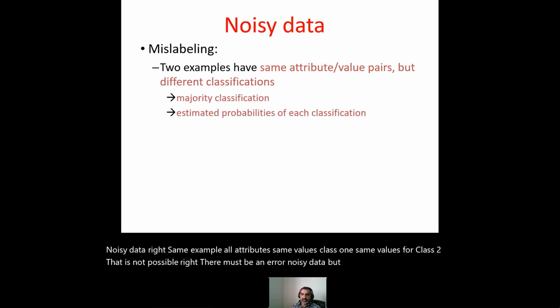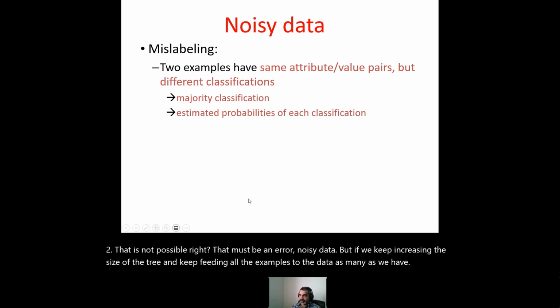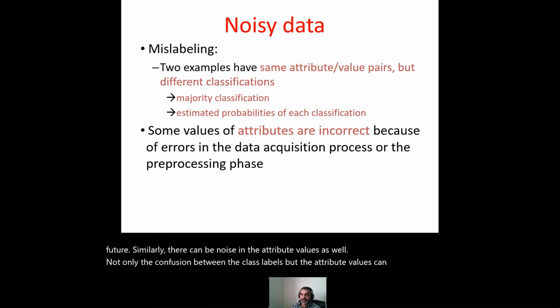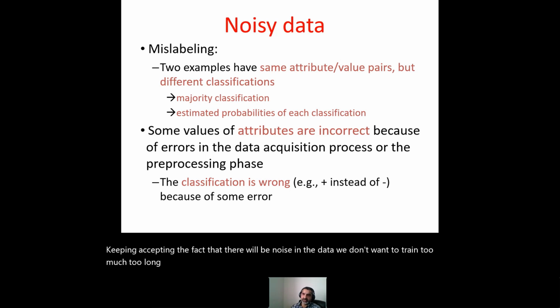But if we keep increasing the size of the tree and keep feeding all the examples to the data, as many as we have, the tree will get overfit to those examples and produce erroneous results in future. Similarly, there can be noise in the attribute values as well. Not only the confusion between the class labels, but the attribute values can be recorded incorrectly. So accepting the fact that there will be noise in the data, we don't want to train too long using all the information we have, increasing the tree size as much as possible. It's a guaranteed way to overfit.